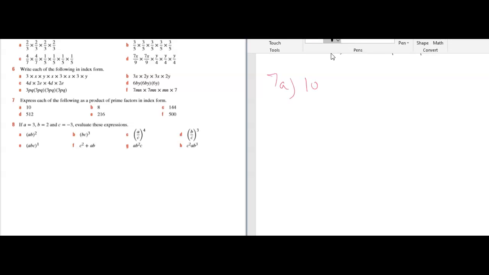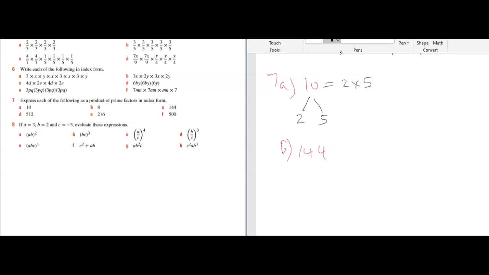So 10 is the same as, if you want to do this as a factor tree, 2, 5. And now we've got our prime factors. So 10 is the same as 2 times 5. Okay, so you're just writing that with your prime factors in index form. Let's do a bigger number. Factor tree, prime factor tree. Let's do 144.